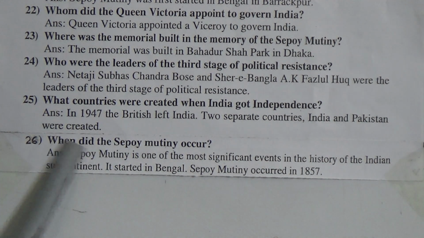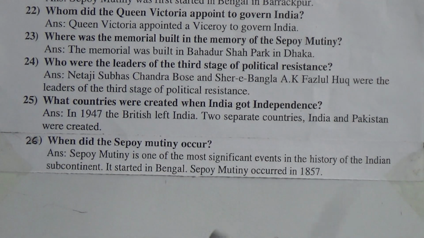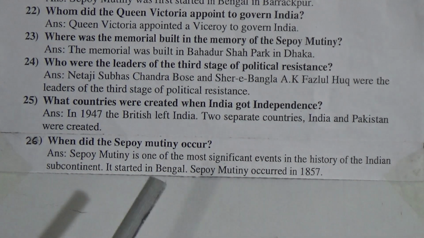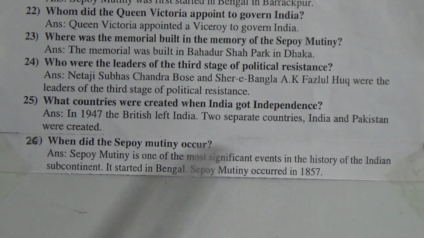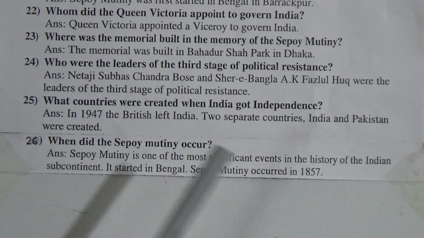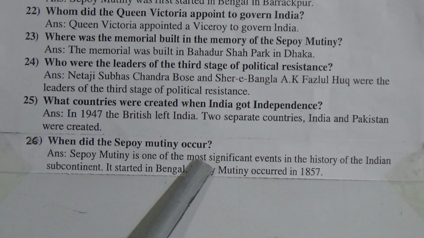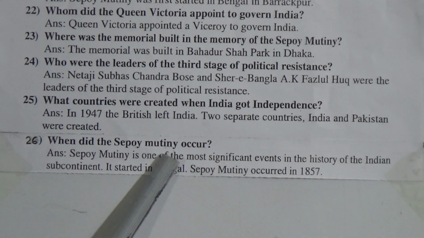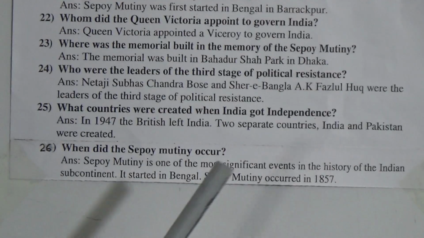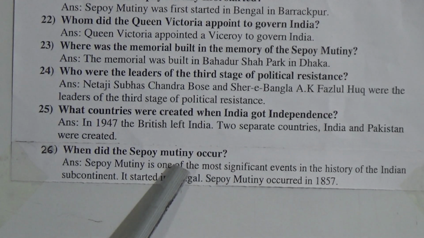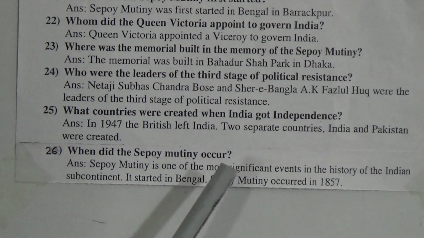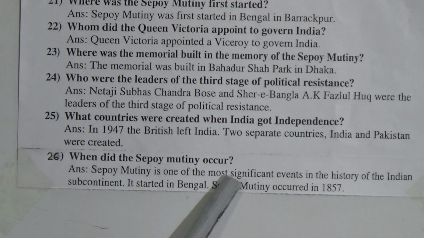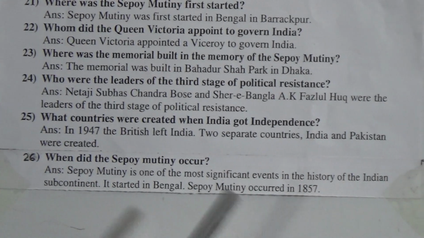Now 26. When did the Sepoy Mutiny occur? We all know that the Sepoy Mutiny occurred in 1857. Sepoy Mutiny is one of the most significant events in the history of the Indian subcontinent. It started in Bengal. It was a very significant event because it was the first major mutiny against the British East India Company, and because of this Sepoy Mutiny, company rule ended. That's why it was a significant event in the history of the Indian subcontinent.